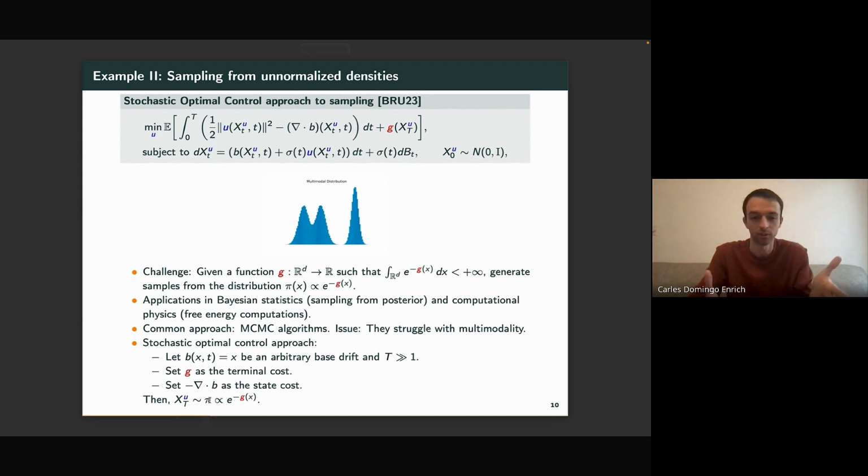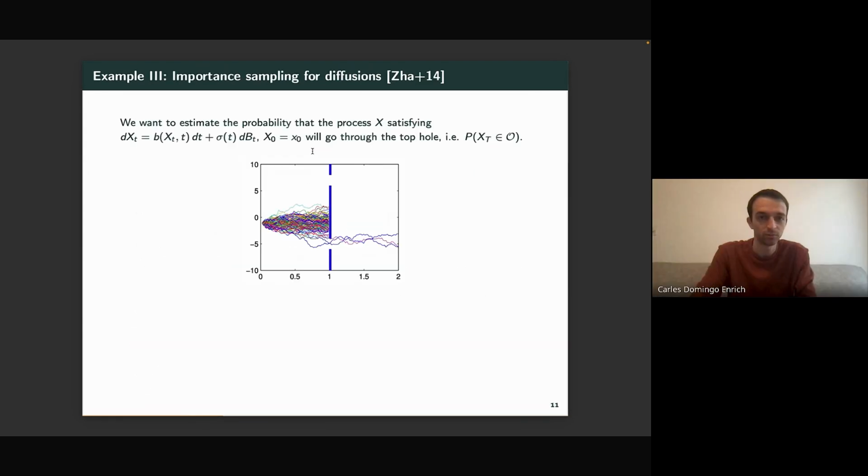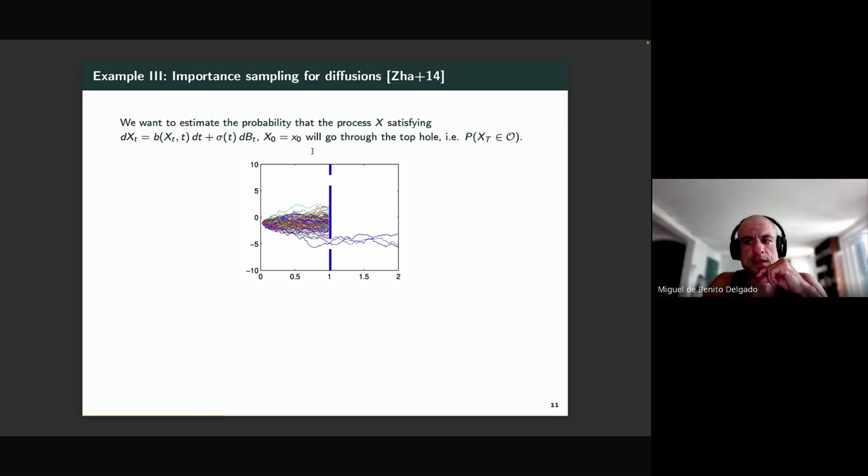Of course, the whole thing hinges on you being able to actually learn the optimal control, but that's why we're developing better and better techniques to solve SOC problems. Okay, so that was example 2, and feel free to interrupt with any questions. Otherwise, I'll go into example 3.